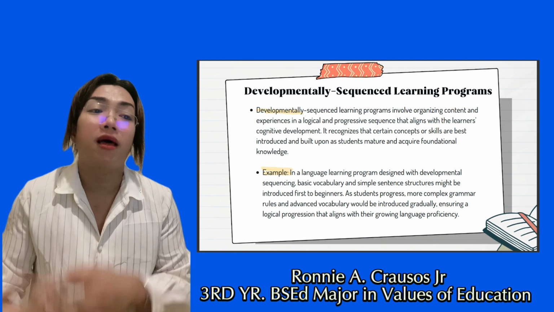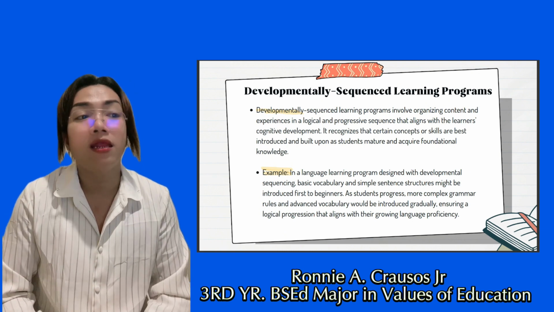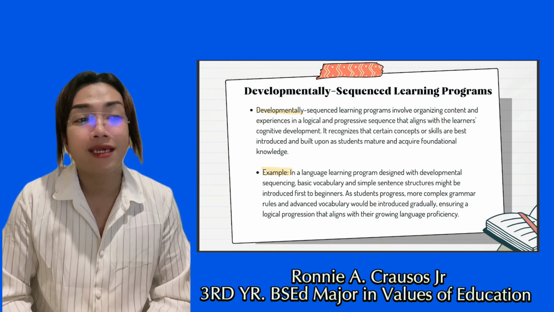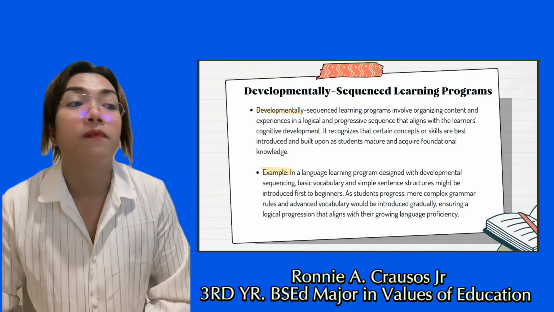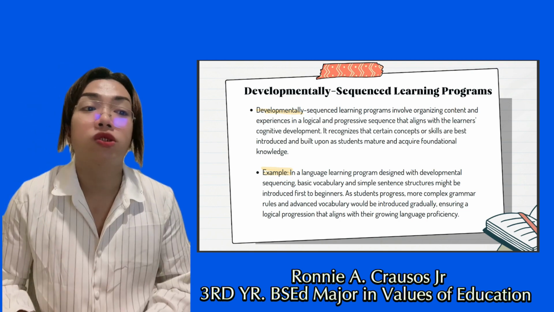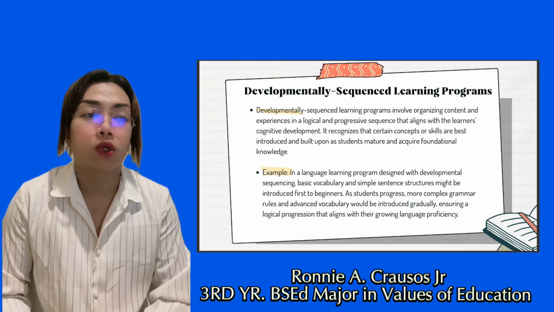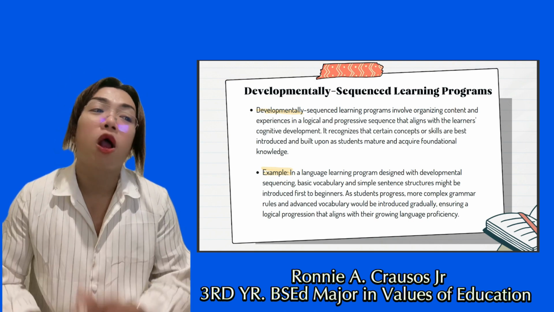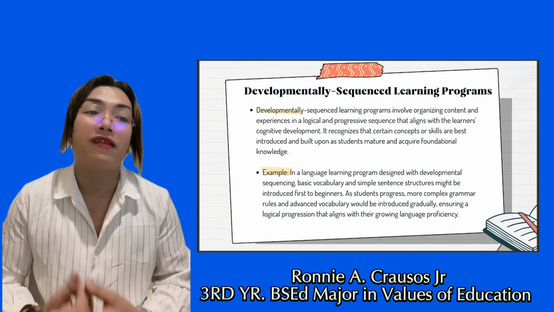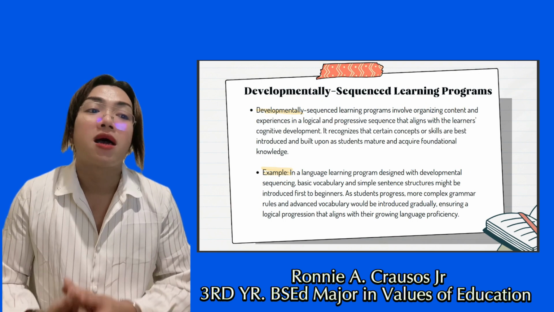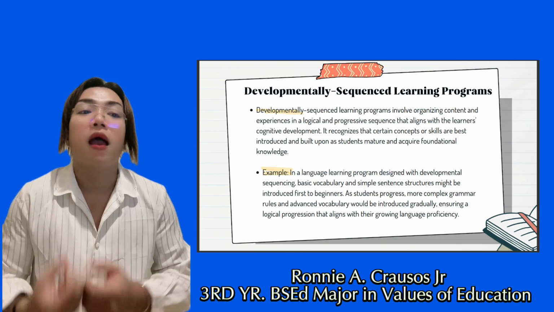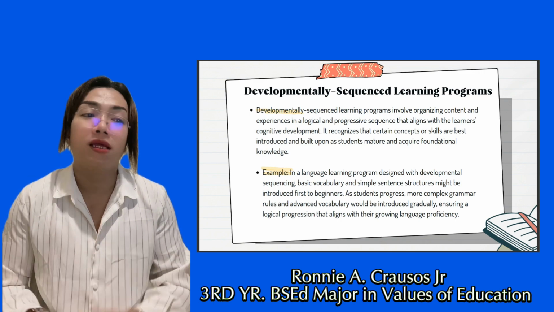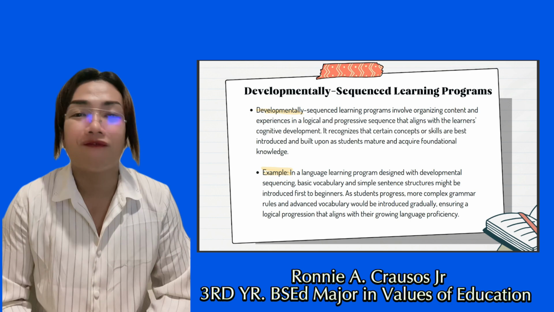Example, in a language learning program designed with developmental sequencing, basic vocabulary and simple sentence structures might be introduced first to the beginners. So as students progress, more complex grammar rules and advanced vocabulary would be introduced gradually, ensuring a logical progression that aligns with their growing language proficiency.